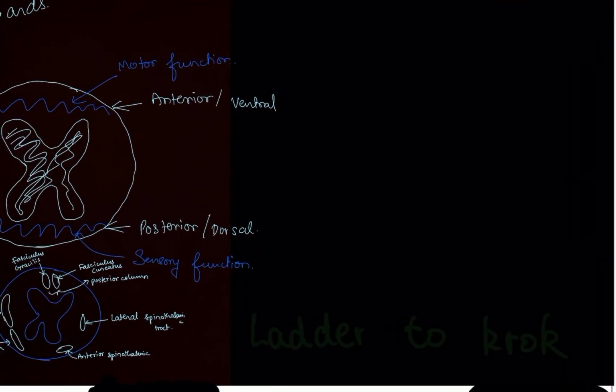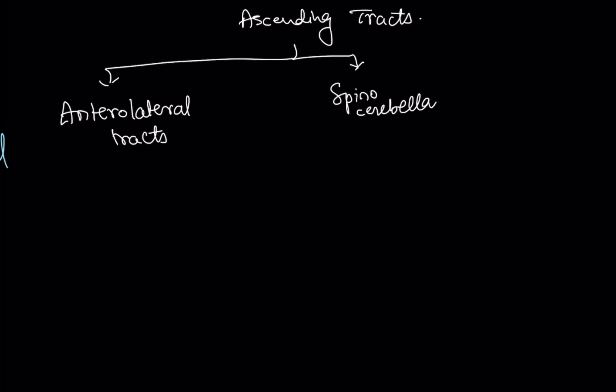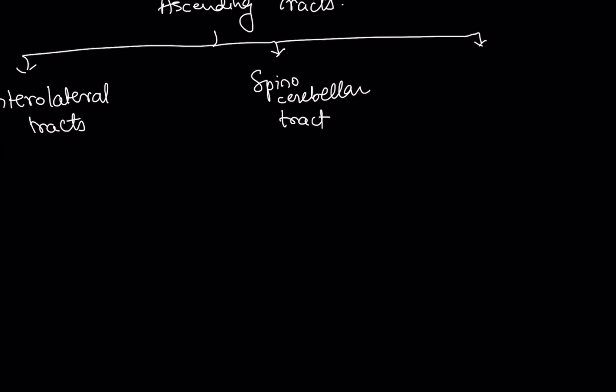Okay. So I'm starting with the tracks over here. As I said, the ascending tracks, how many do we have? Anterior spinothalamic, lateral spinothalamic. I'm first dividing into the major tracks. We have something called anterolateral tracks. Then we have spinocerebellar tracts. That is from the spinal cord to the cerebellum. Okay, spinocerebellar tract. Then we have DCML.